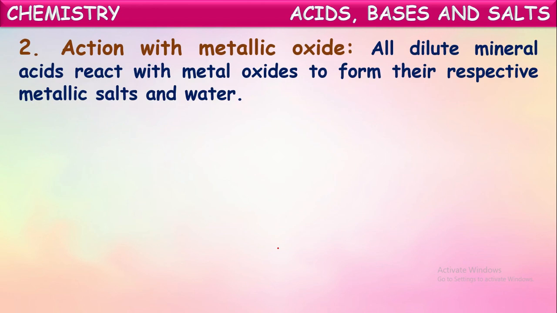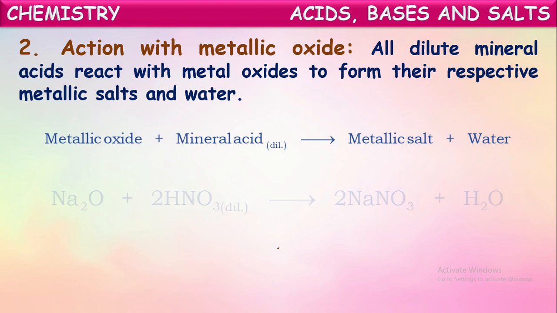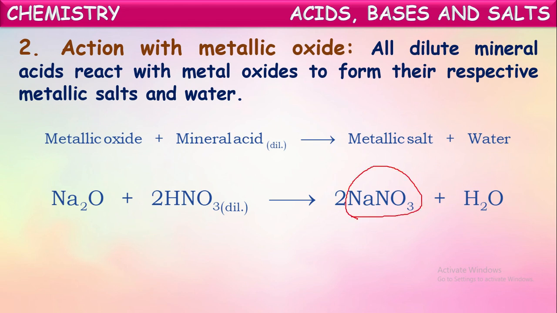Another reaction: action with metallic oxides. All dilute mineral acids react with metallic oxides to form their respective metallic salt and water. Metal oxides act as bases, so when they react with acid, they form salt and water. This is the equation for that. Let us see an example. The metallic oxide sodium oxide, on reaction with nitric acid, forms its respective salt called sodium nitrate, and water is formed. So when acids react with metallic oxides, they form metal salt and water.